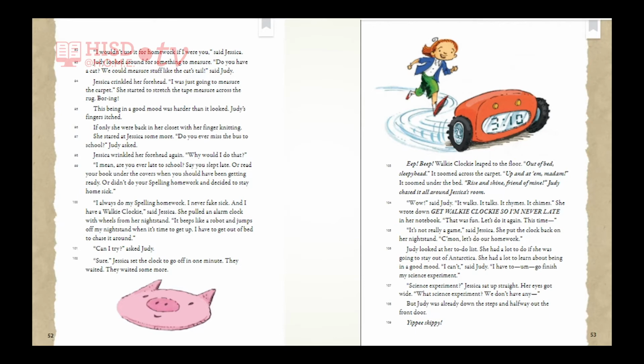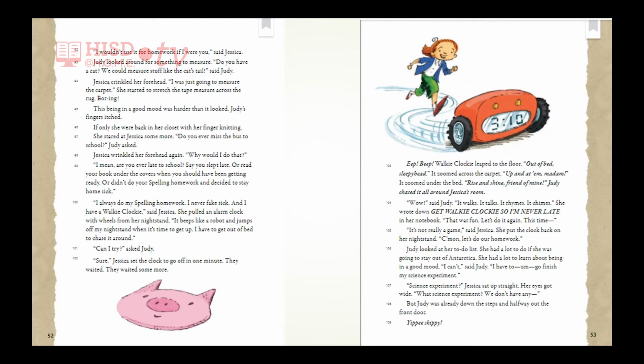She pulled an alarm clock with wheels from her nightstand. "It beeps like a robot and jumps off my nightstand when it's time to get up. I have to get out of bed to chase it." "Can I try?" asked Judy. "Sure." Jessica set the clock to go off in 1 minute. They waited. They waited some more. Beep, beep. Walkie-clocky leaped to the floor.